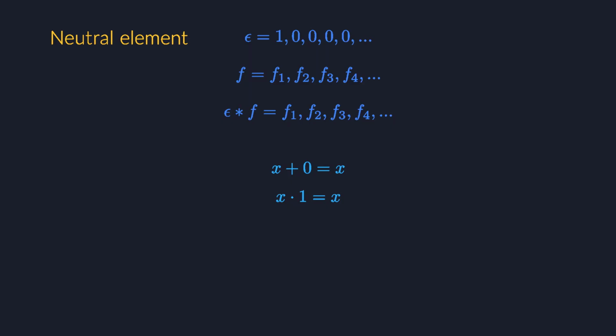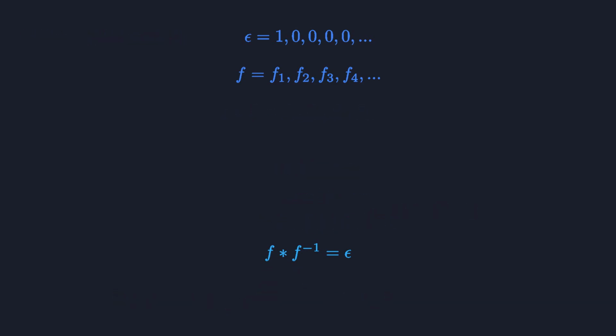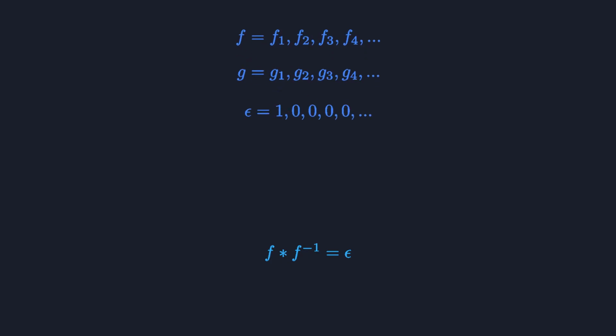Once you have a neutral element, you should immediately ask about inverses. Under addition, 5 and minus 5 are inverses of each other because they add up to the neutral element. When you do something and then you undo it, you haven't done anything at all. And that's the neutral element by definition. So the natural thing to ask is, do our integer sequences have inverses? If I give you a sequence f, its inverse will be another sequence g, and by definition, the Dirichlet convolution of f and g must give us the neutral element epsilon.